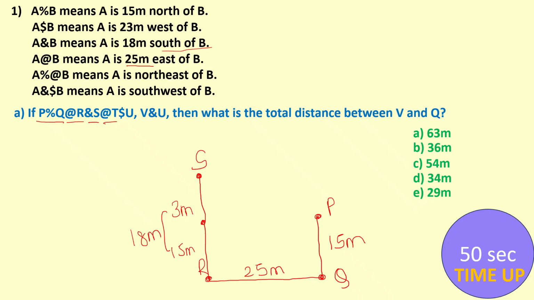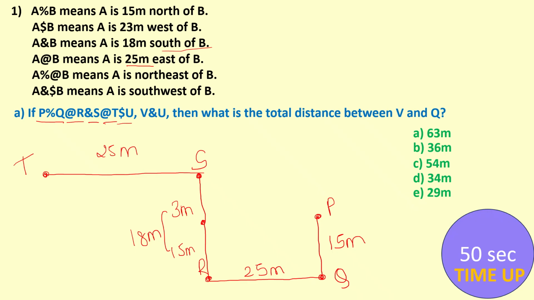Next, S and T. S and T means S is to the east of T. So here T will come. That is how much? 25 meters. Correct? 25 meters.